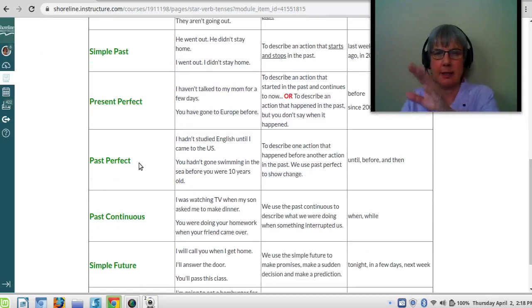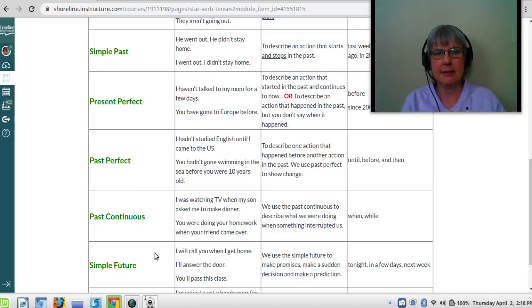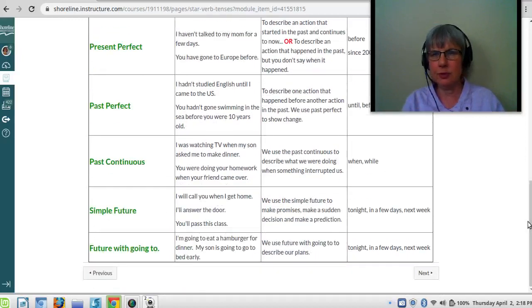Past perfect, the past before the past, 5. Past continuous, doing something interrupted, 6. Simple future with will, 7. And future with going to, 8. I think that you're going to learn these really fast and use them smoothly and fluently.